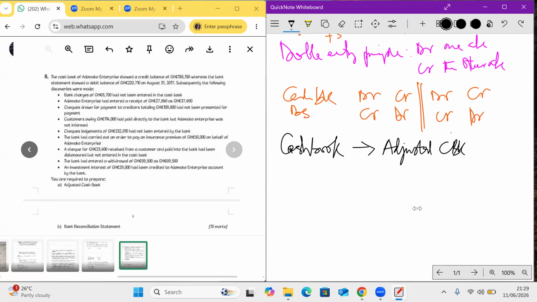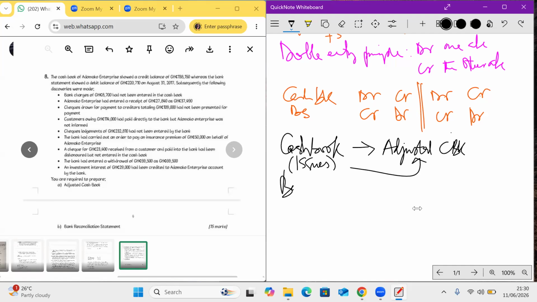If the cash book has issues, they can't correct it in the cash book where they've already entered the details for the given period. Rather, they will come and make the corrections in the adjusted cash book. Do you get it?